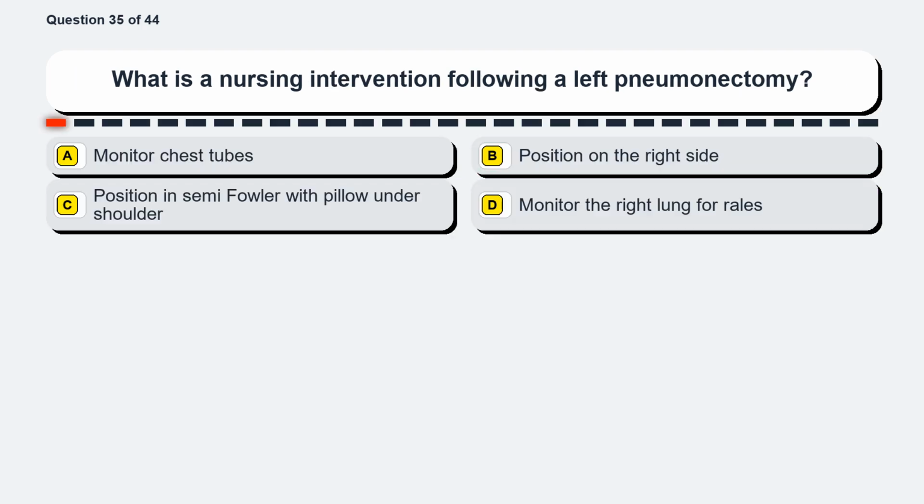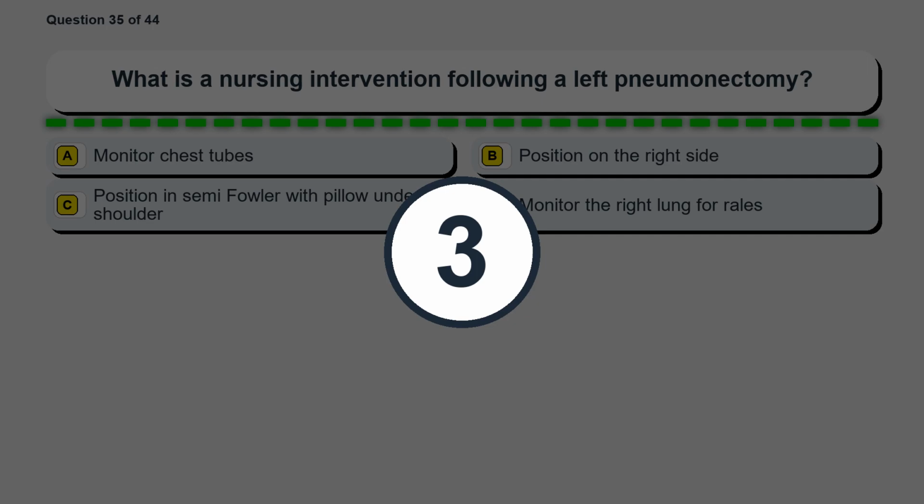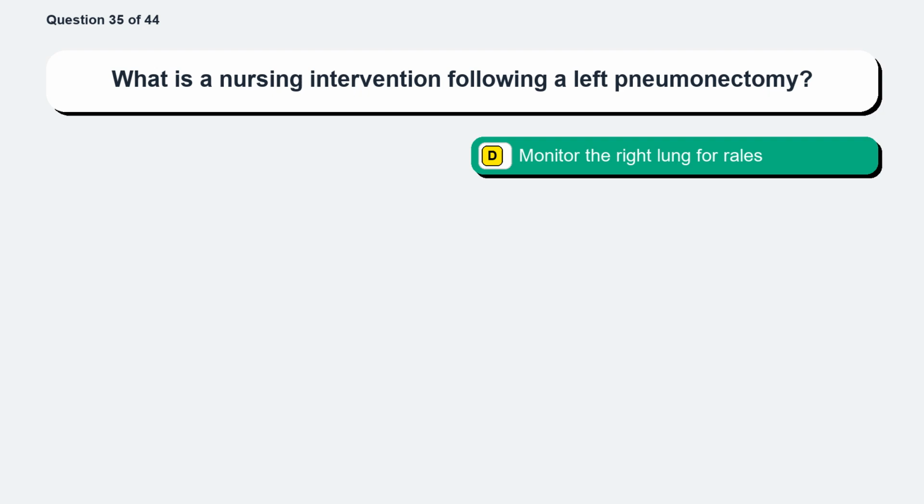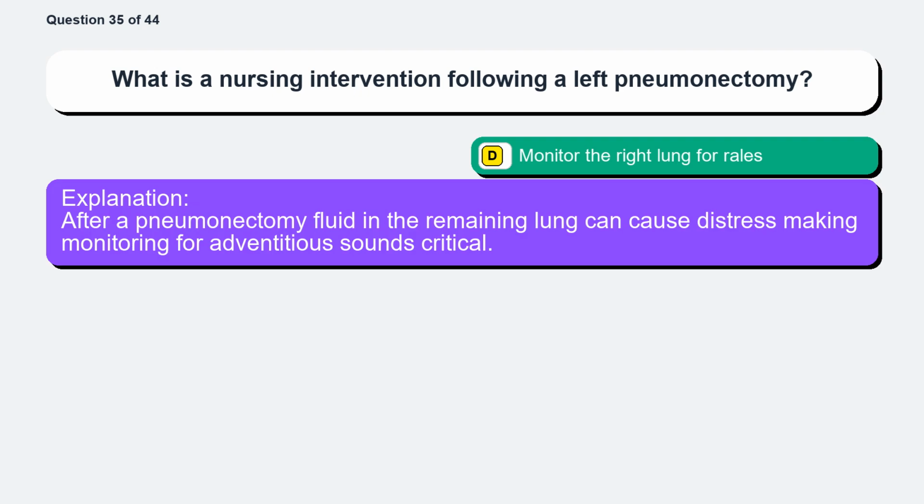Question 35. What is a nursing intervention following a left pneumonectomy? Option A. Monitor chest tubes. Option B. Position on the right side. Option C. Position in semi-Fowler with pillow under shoulder. Option D. Monitor the right lung for RALs. The correct answer is option D. Monitor the right lung for RALs. After a pneumonectomy, fluid in the remaining lung can cause distress, making monitoring for adventitious sounds critical.